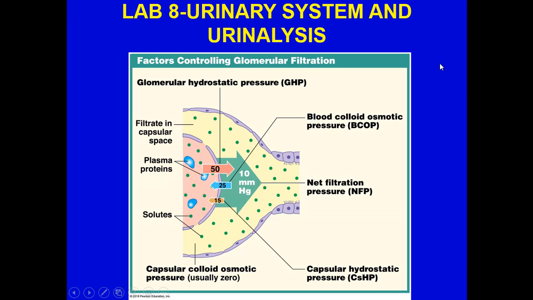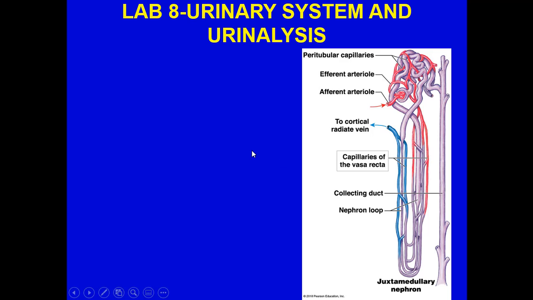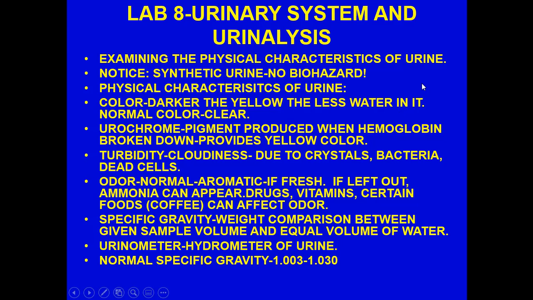We've already talked about GHP and the other factors involved in creating a net filtration pressure. Keep in mind that the peritubular capillaries are absolutely essential with the vasa recta in being able to do not only reabsorption, but to a degree, a little bit of secretion. Now, moving from the microanatomy, we're going to move into urinalysis.